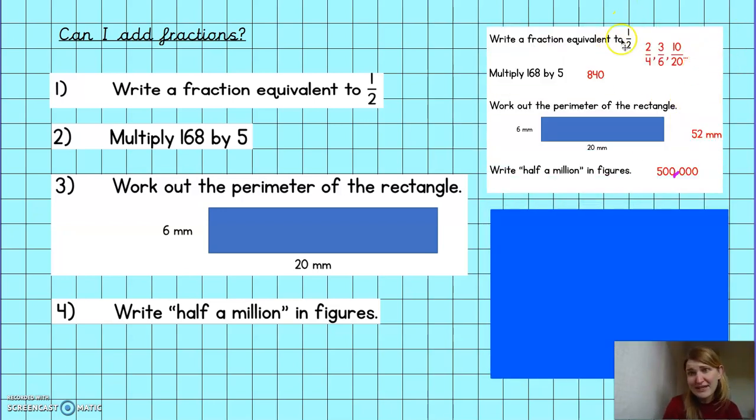Right, so here's your answers. So we've got, like I said, lots of possibilities. As long as you multiplied and did the same to the bottom as the top, then your answer for number 1 is correct. Perimeter, it's the distance around the outside, so you might have added these together and doubled it, or doubled then added, whatever. And then this bottom one, it would be 500,000 with the comma in the middle there.